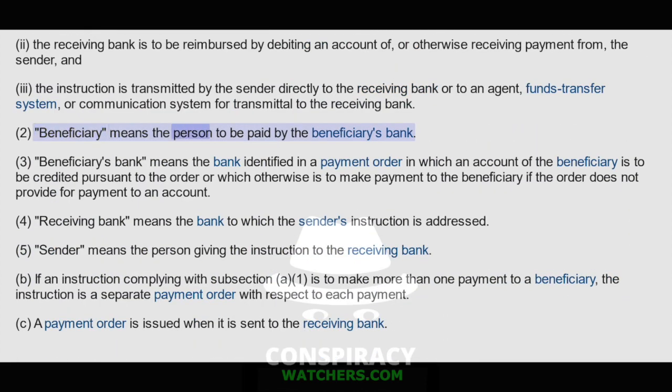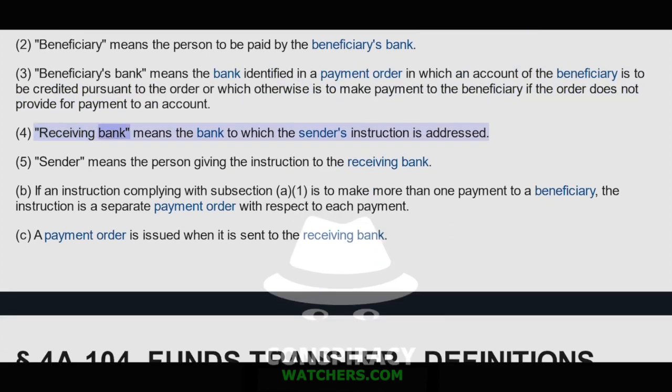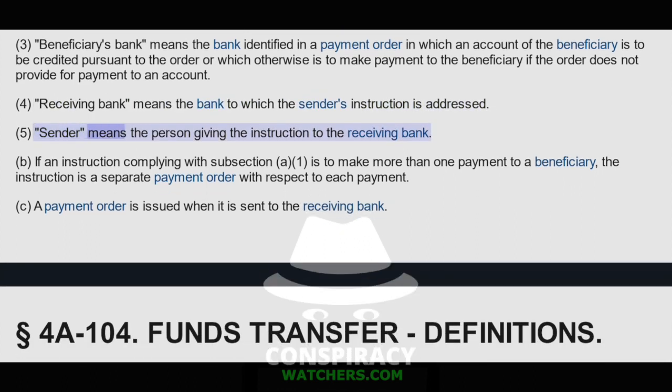Beneficiary means the person to be paid by the beneficiary's bank. Beneficiary's bank means the bank identified in a payment order in which an account of the beneficiary is to be credited pursuant to the order or which otherwise is to make payment to the beneficiary if the order does not provide for payment to an account. Receiving bank means the bank to which the sender's instruction is addressed. Sender means the person giving the instruction to the receiving bank.